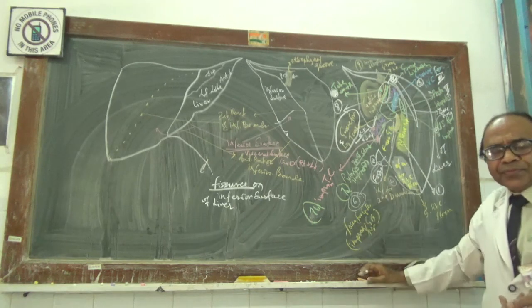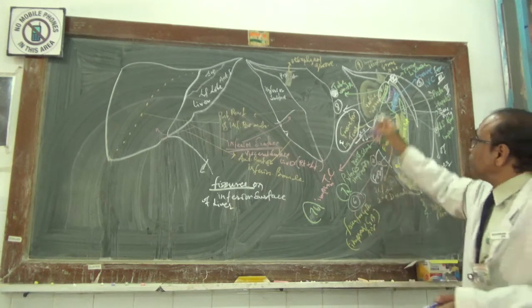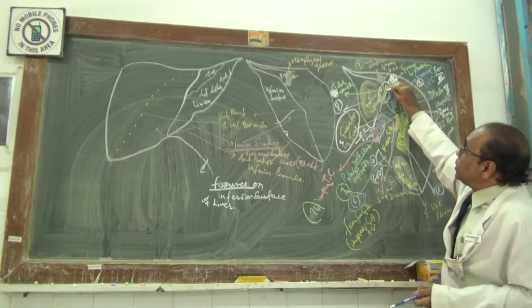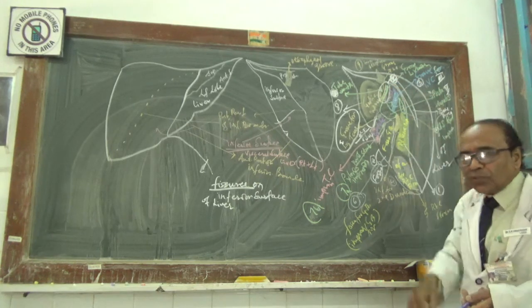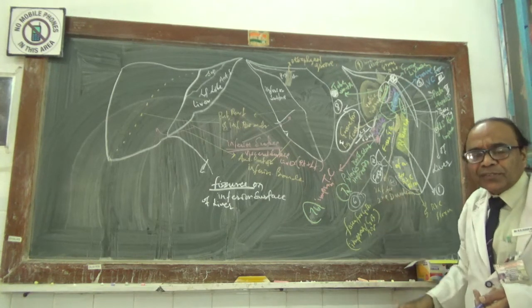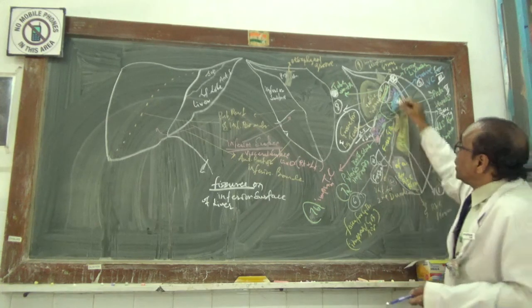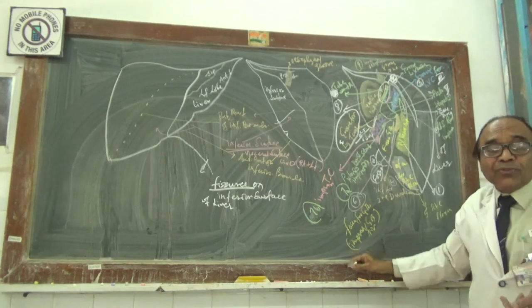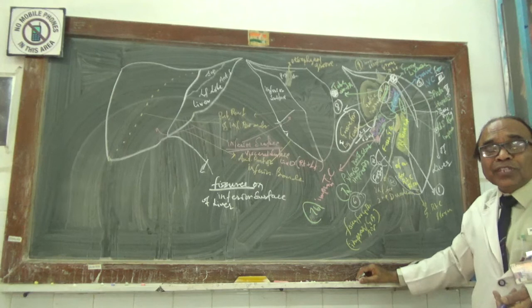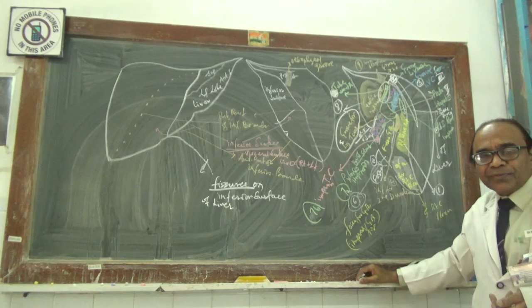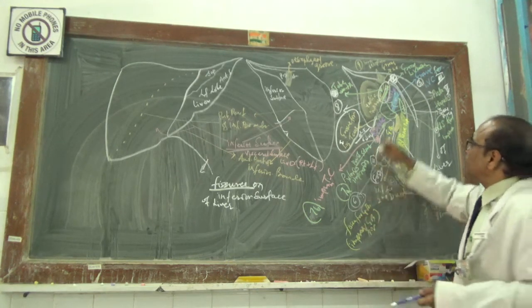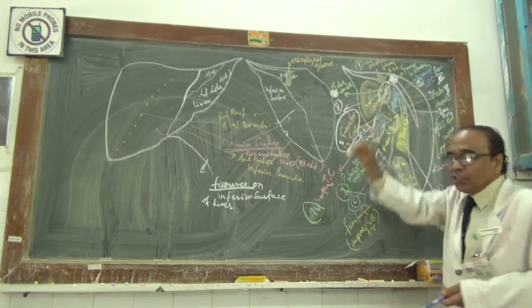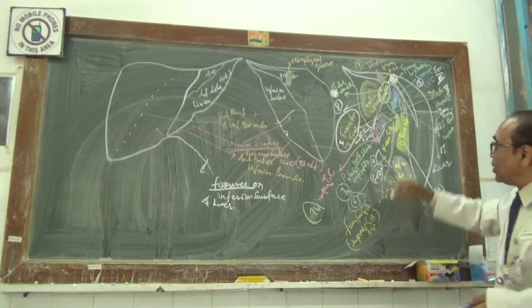Because here in this furrow, in this fissure, in this groove, the lesser omentum and the ligamentum venosum start. So this becomes the ventral flap of the lesser omentum. And this becomes the dorsal flap of the lesser omentum.